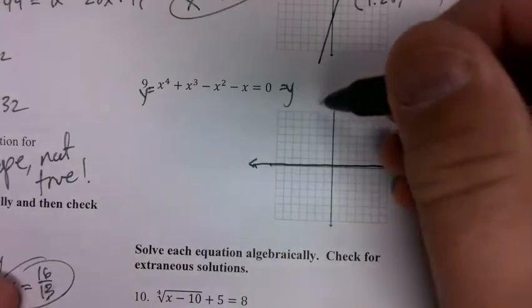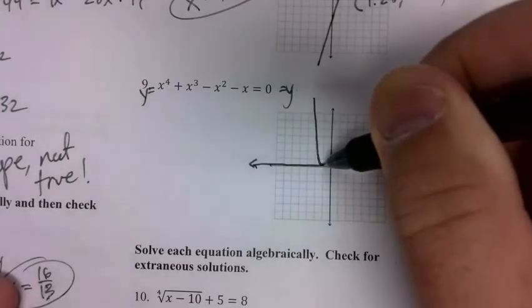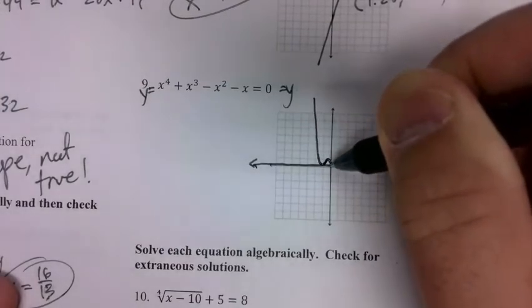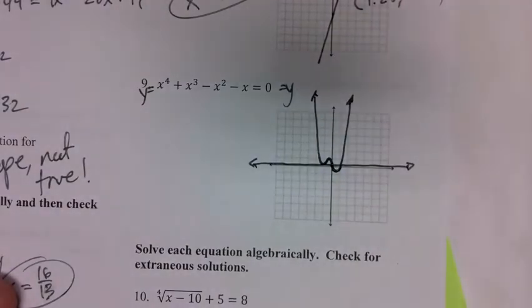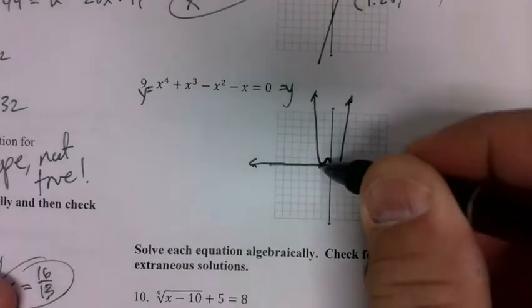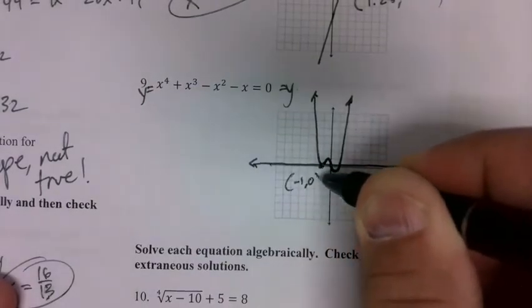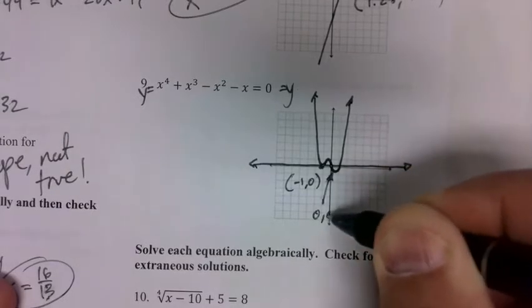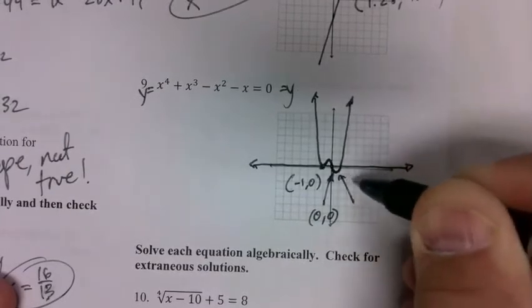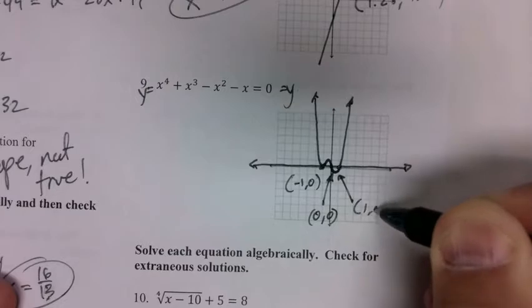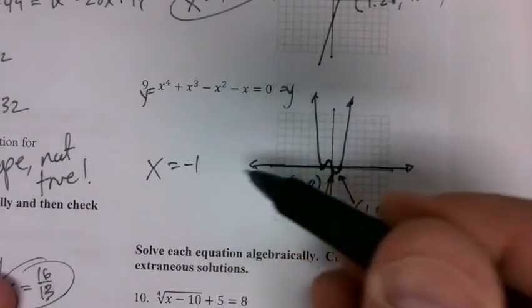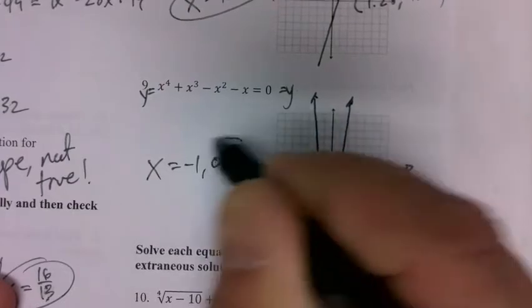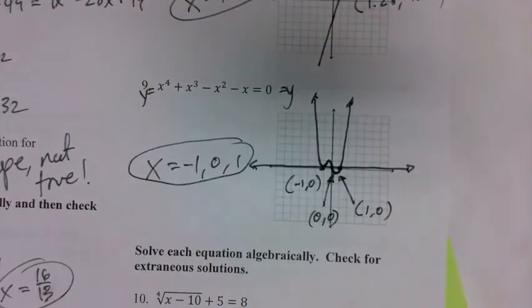It looks like and goes through there and goes up through there. Awesome. And this actually has 3 points where it hits: right here at negative 1, 0, right there at 0, 0, and right there at the point 1, 0. So this has actually 3 solutions. X equals negative 1, 0, and 1. Because it has 3 points where it crosses.